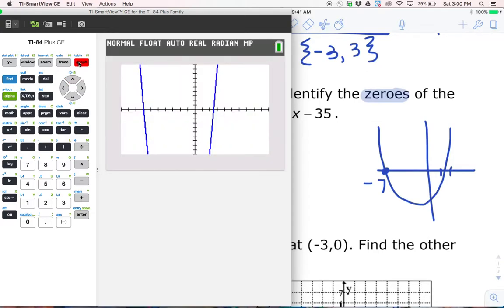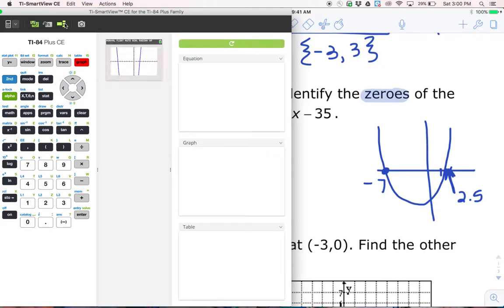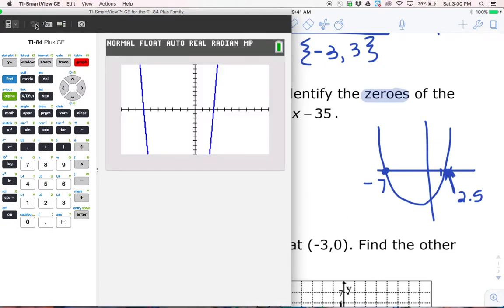So what I'm going to do is I'm just going to make an educated guess here. But that point is about between 2 and 3. I'm going to say 2.5. Now I'm going to show you something in your calculator that's super handy. And by all means, go ahead and you can try this in the future.